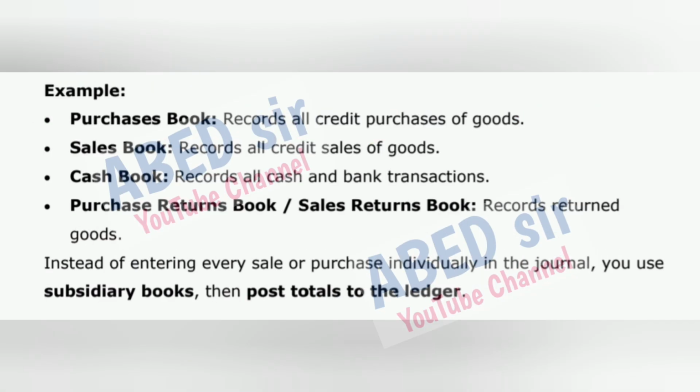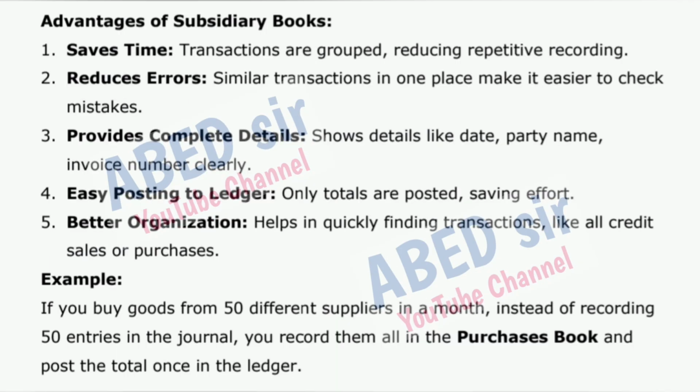Example. Purchases book records all credit purchases of goods. Sales book records all credit sales of goods. Cash book records all cash and bank transactions. Purchase returns book and sales returns book record returned goods. Instead of entering every sale or purchase individually in the journal, you use subsidiary books, then post totals to the ledger.